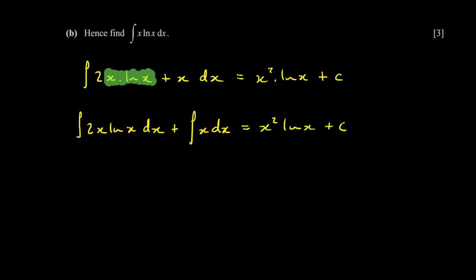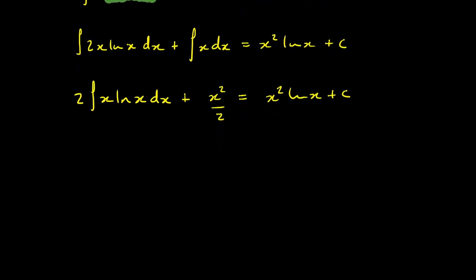Can you see that? What we've done is take that one integral and split it up into two separate integrals. Then we can take that 2 and bring it outside of the integral. Why? Because it's a constant, so the constant can come straight out. So we get 2 times the integral of x ln x dx. And then if we integrate x, we get x squared upon 2, equal to x squared ln x plus c.